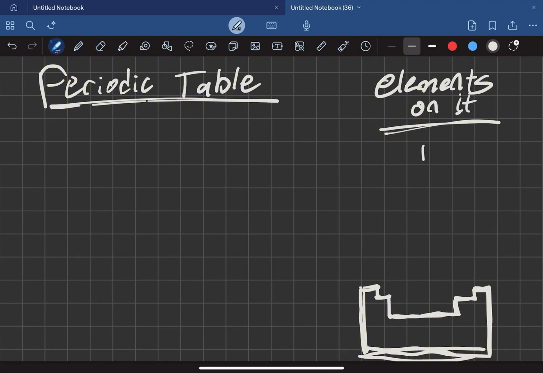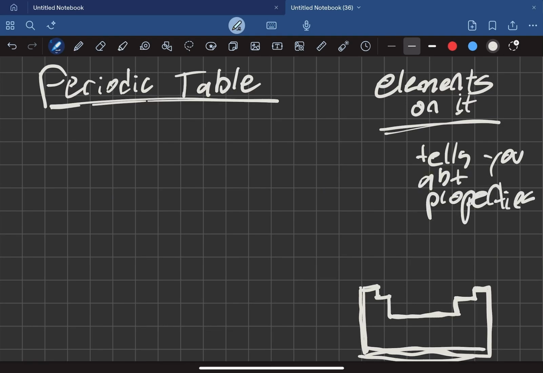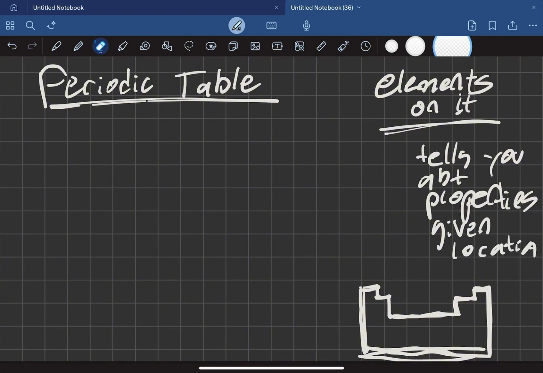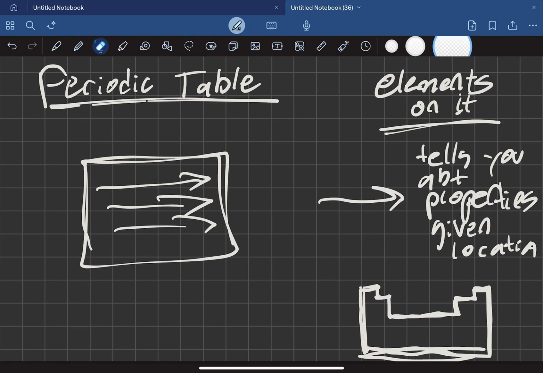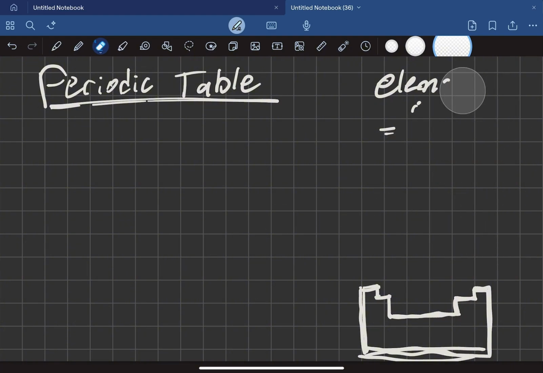So it tells you about the properties of the elements given their location. So that is the purpose of this video. We're going to figure out why and how it tells you about the properties and then how you can use that. Because, I mean, we could have just made the periodic table look like this and just put all the elements in a list going down the table, right? But that wouldn't really tell us about all of those elements, like how they interact with other elements. That's what the periodic table tells us.